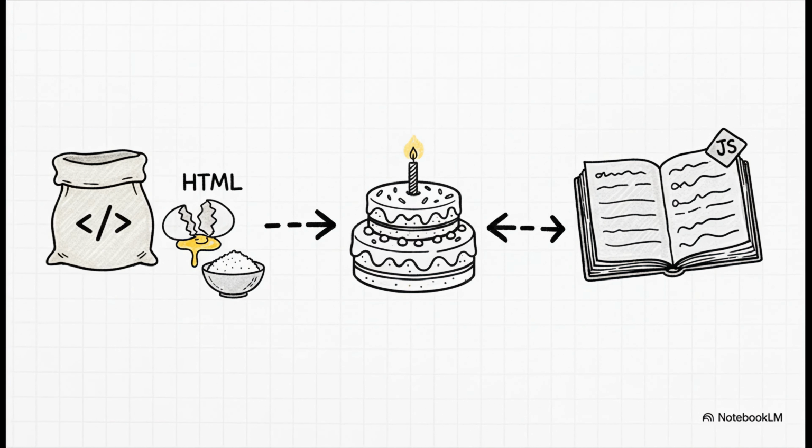I love this analogy. Your HTML, that's just the ingredients for a cake. You've got your flour, your sugar, your eggs, but they're not going to magically turn into a cake by themselves, right? JavaScript, that's the recipe. It's the step-by-step instructions that tell the browser how to take those ingredients and make something amazing.